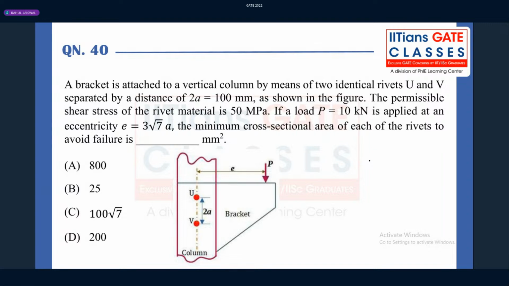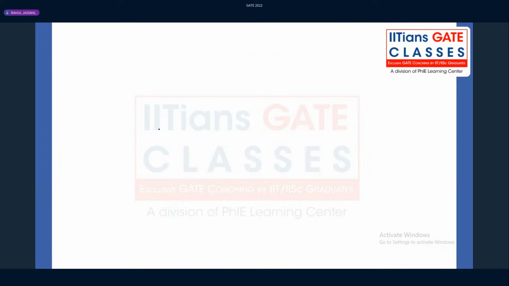A bracket is being attached to the vertical column by means of two identical rivets U and V. It is being separated by the distance of 2A, which is equal to 100 mm, as shown in the figure. The permissible shear stress of the rivet material is 50 megapascal. If the load is 10 kilonewton, applied at an eccentricity of 3 root 7A, the minimum cross-sectional area of each rivet will be what, guys?